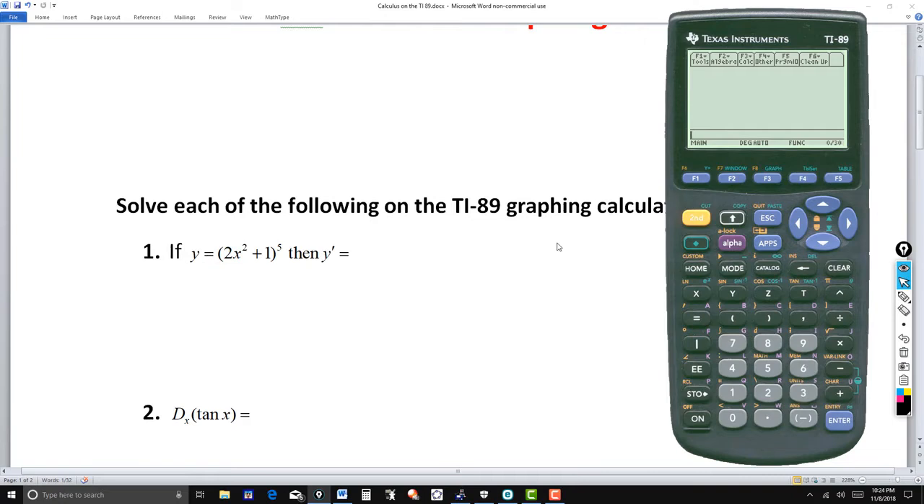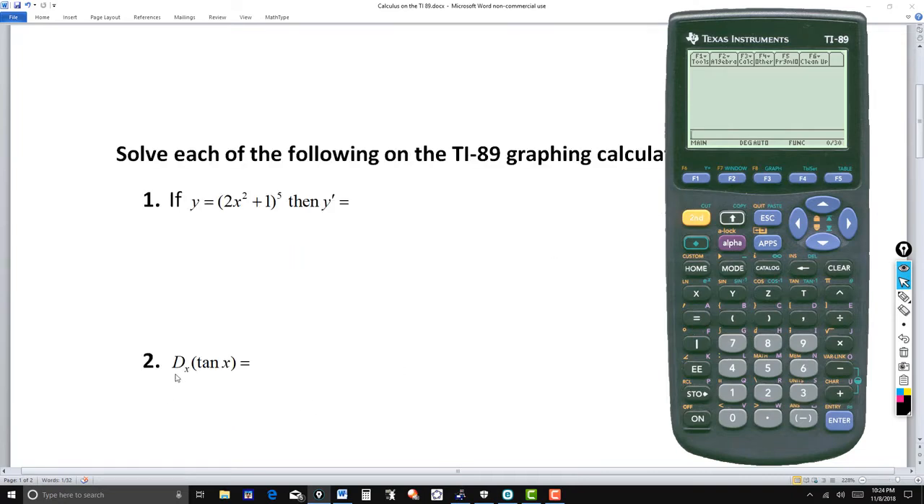Okay, second one. The derivative of tangent x, there you just have to know the formula. This one has an answer of secant x quantity squared. So I can put the square right here, or I can put the whole thing in parentheses and then put the square on the outside. Either way it's the same thing.